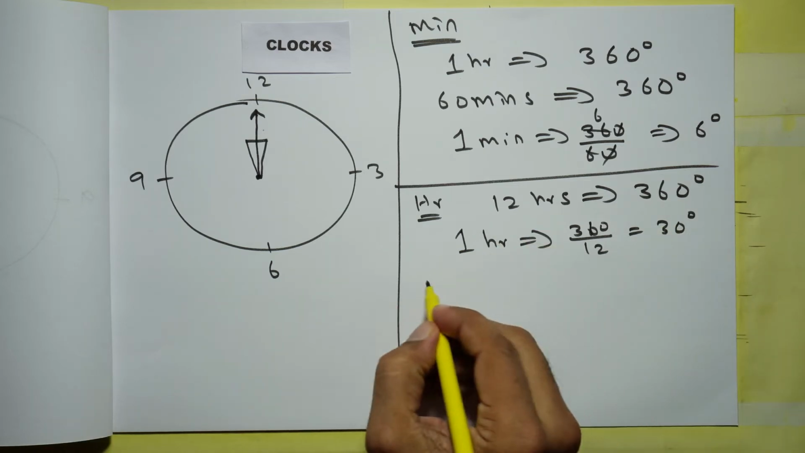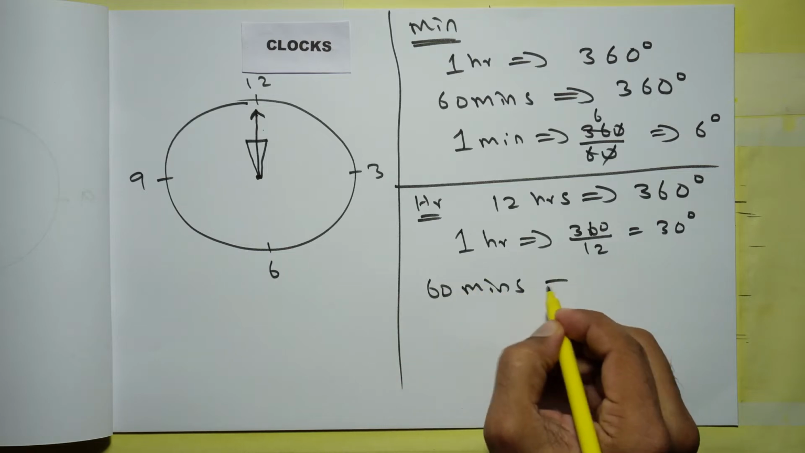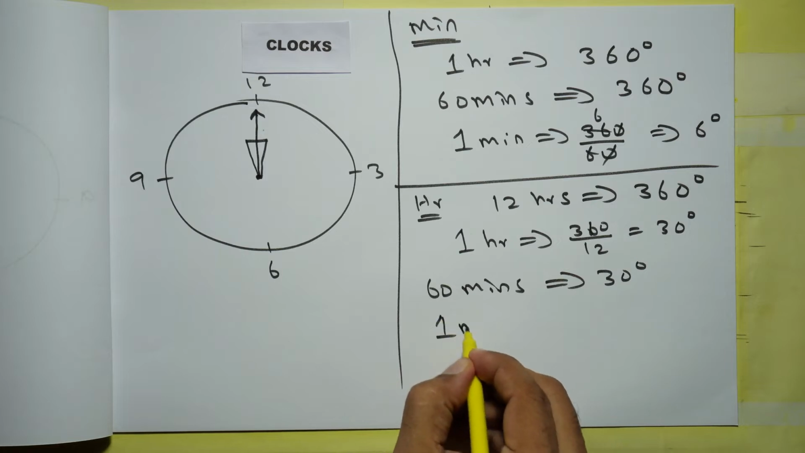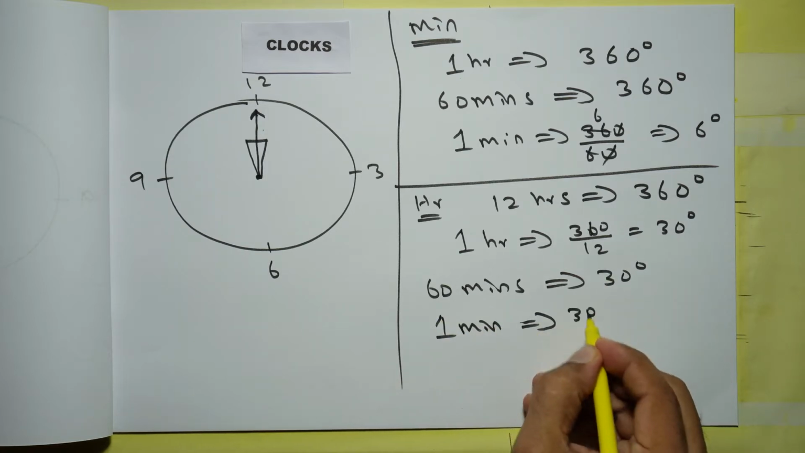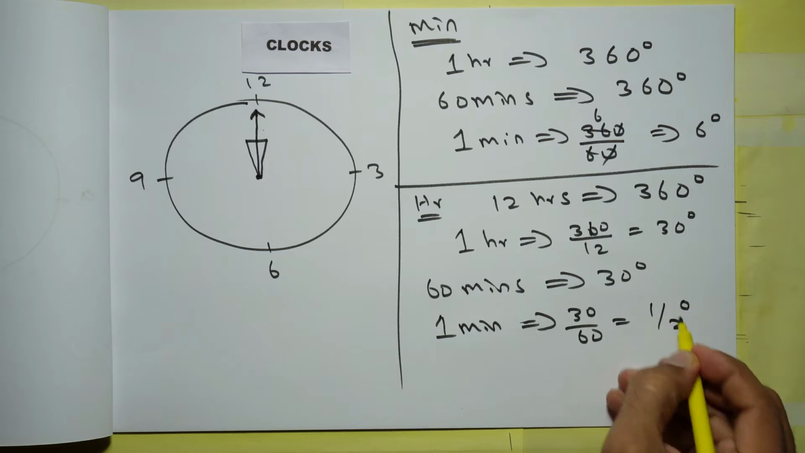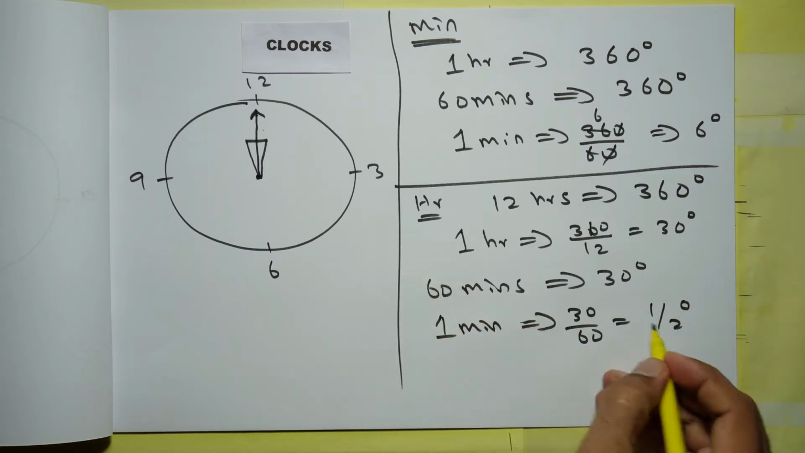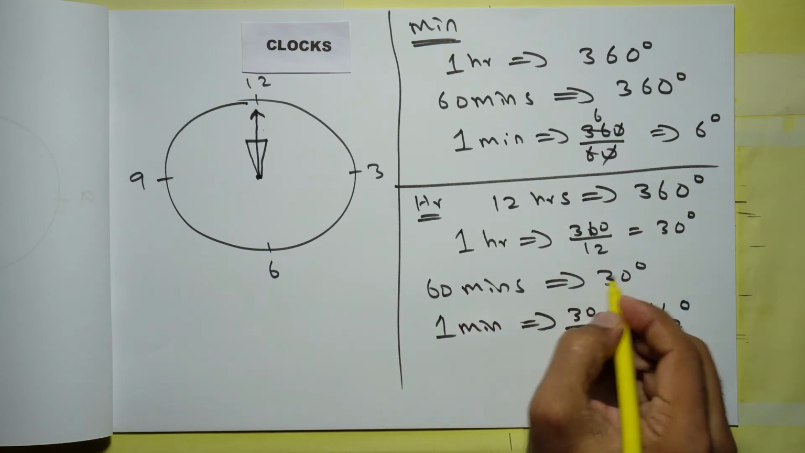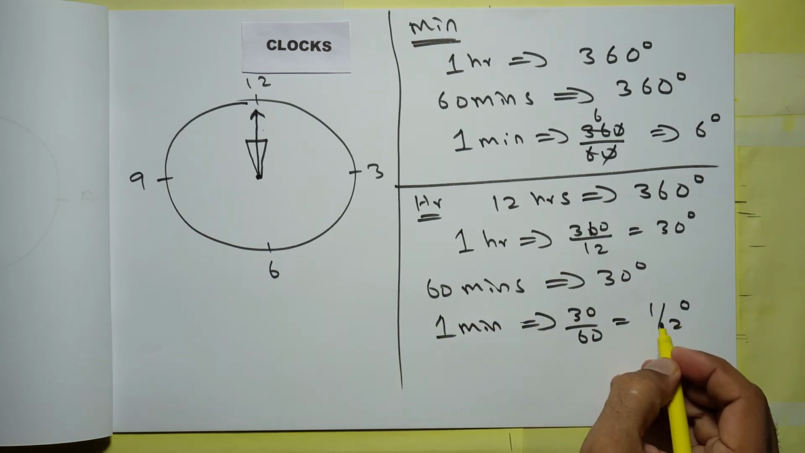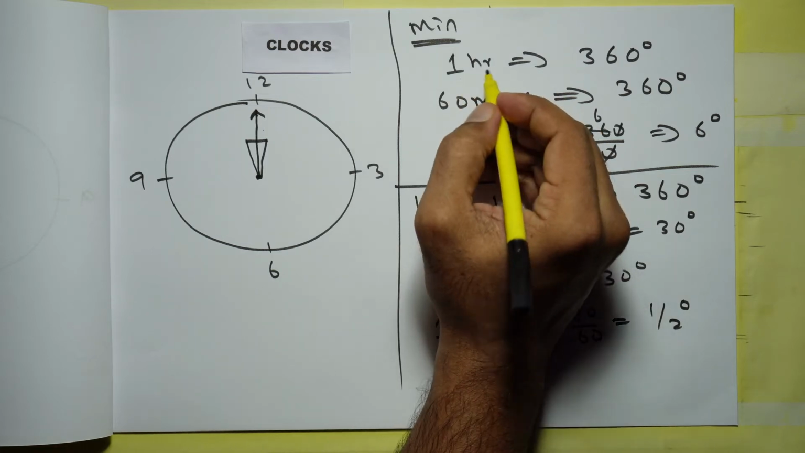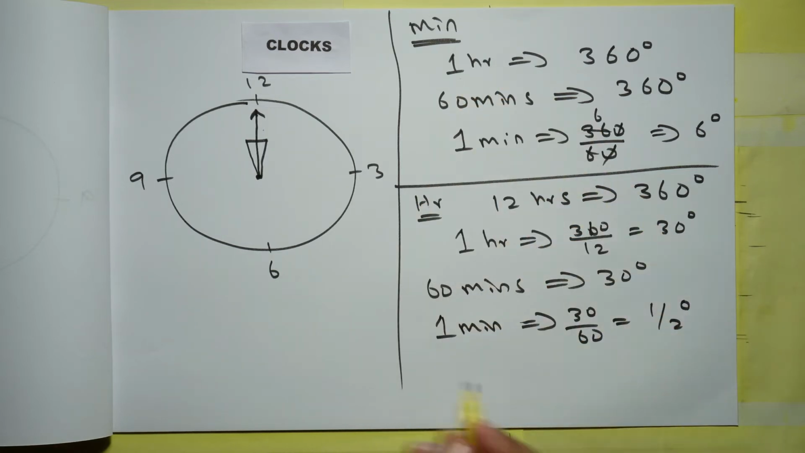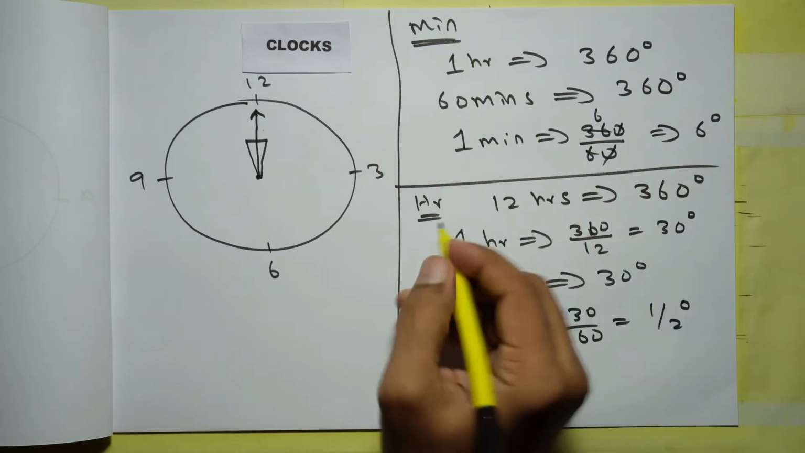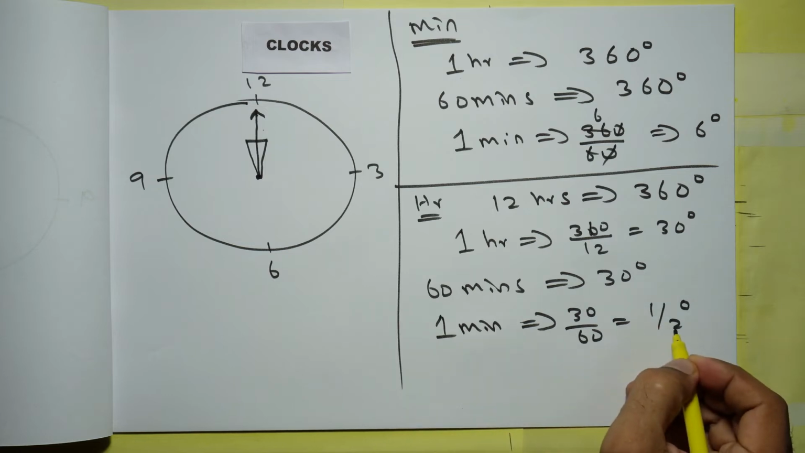Now 1 hour is also equal to 60 minutes. So in 60 minutes it will move 30 degrees. Which means that per minute it will move 30 by 60. That is equal to half a degree. So every minute the hour hand will move half a degree. That is, in 60 minutes it will move 30 degrees, or every minute it will move half a degree. So know that both hour hand and minute hand are in continuous motion. They are never stationary. If you look at the minute hand, every minute it will move 6 degrees. And if you look at the hour hand, every minute it will move half a degree.